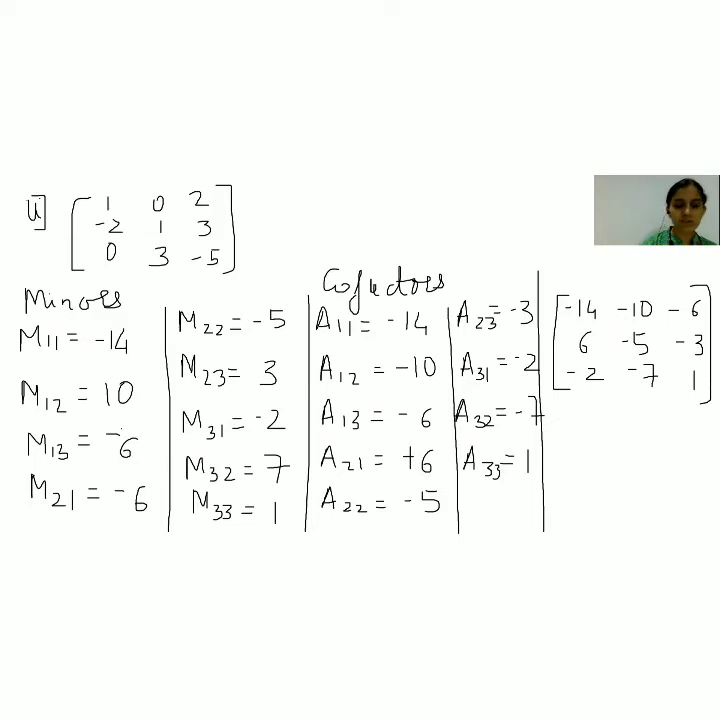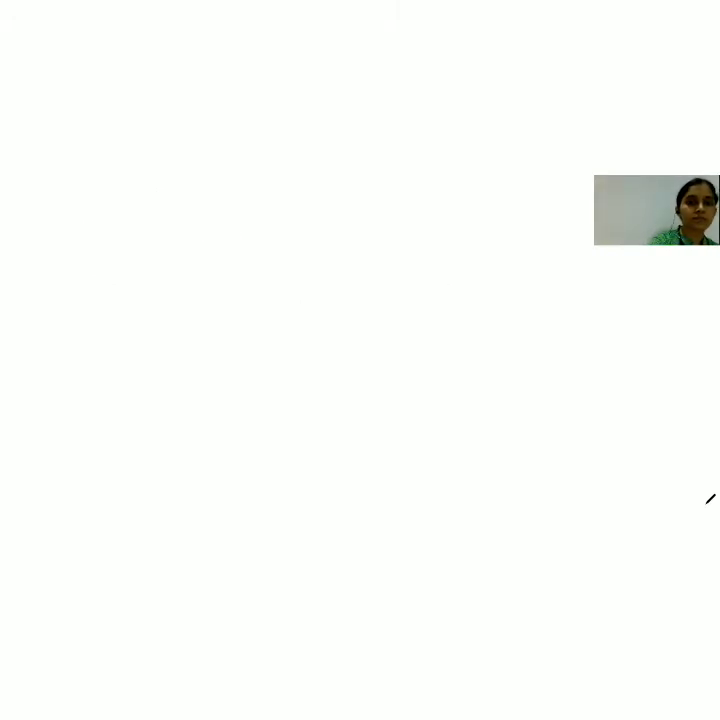So we can move to the next sum, or you could say next question. It says find the adjoint. So let us go to find the adjoint. So question 3, find the adjoint. So procedure is same. We find matrix of cofactors. Okay, so we'll run through it fast, and then we have to take the transpose. So when we take the transpose, that is the adjoint.